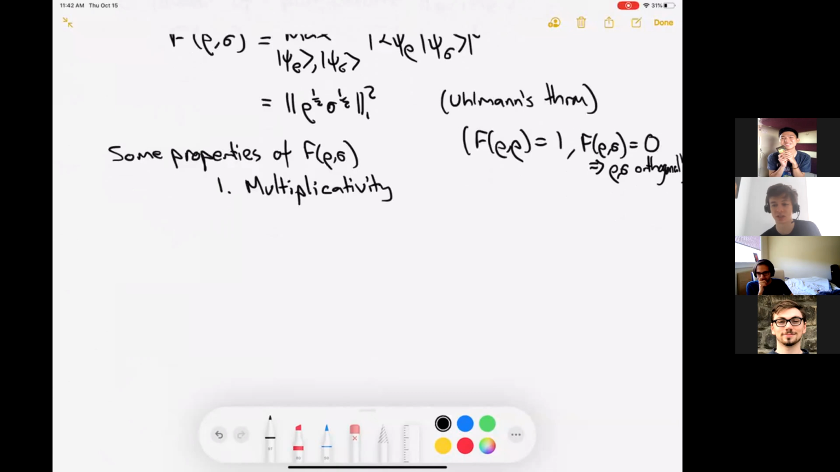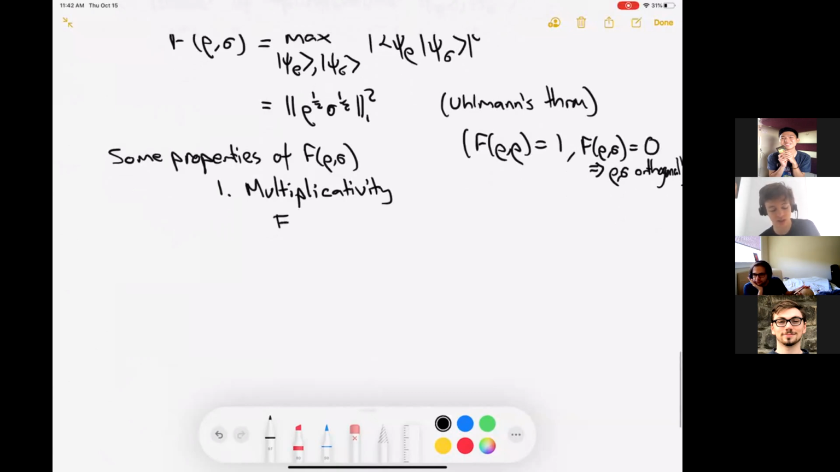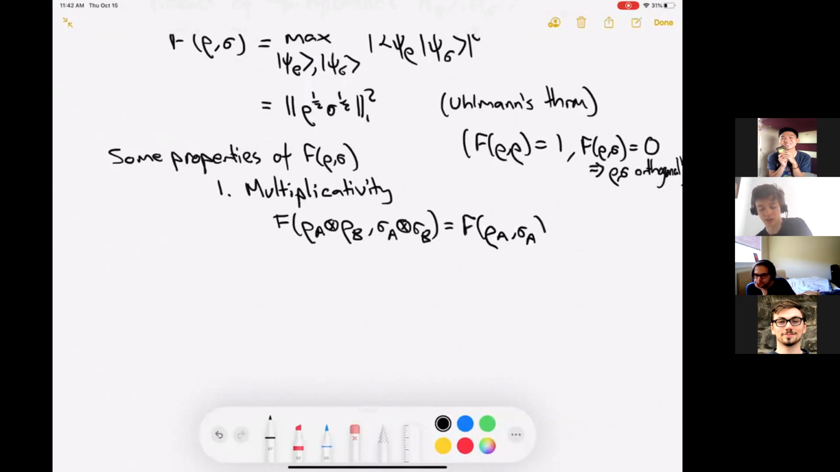Okay, so properties of the fidelity. The nice one, which the trace distance doesn't have an equivalent of, is that if I have two product density matrices, rho A tensor rho B and sigma A tensor sigma B, then their fidelity is equal to the product of the fidelities of rho A and sigma A and the fidelities of rho B and sigma B.